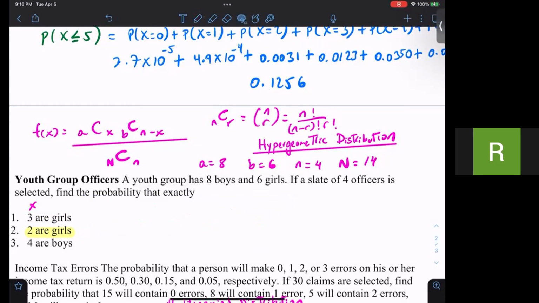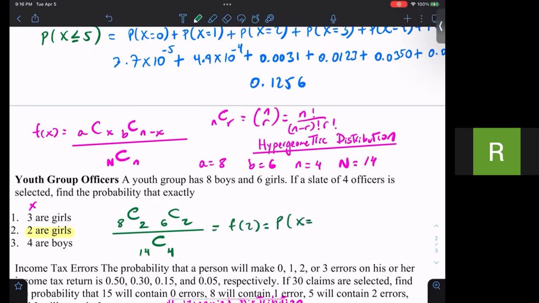For the second one, let me put that in a different color. So for the second one, we do the same thing. A is 8, right? And then from 8 boys, from a sample of 4, we're choosing 2 boys. And then from 6 girls, we're choosing 2 girls. And the population is what? The population is 14, and the sample is 4, right? And again, you do the same thing. So that will be f of 2, which is the probability that X takes on 2, exactly 2. This is a hypergeometric distribution.